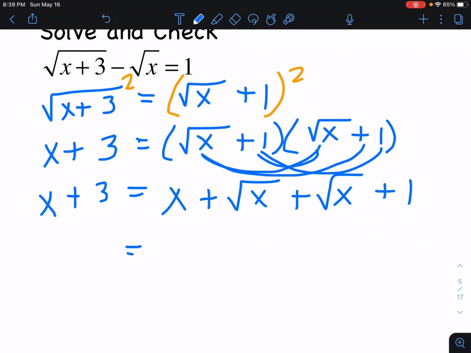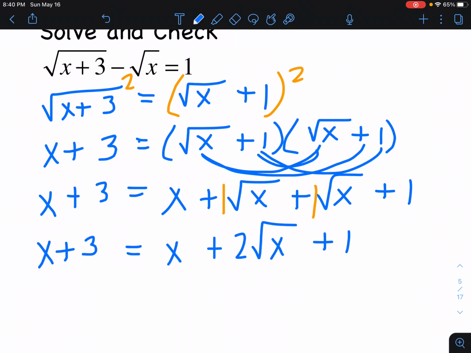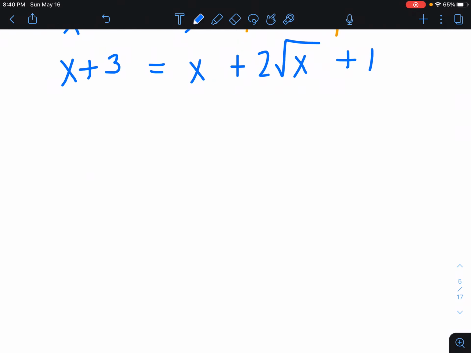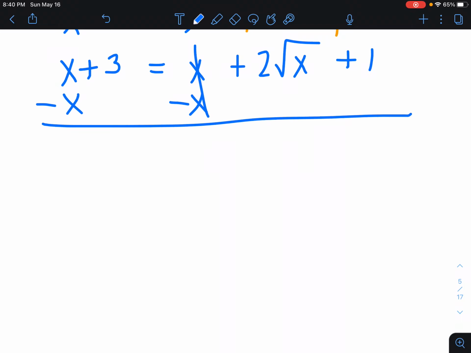Now, combine like terms. x drops down. Square root of x plus square root of x, imagine they have 1s in front of them, so they add up to 2 times the square root of x. Now, what would I do from here after I combine like terms? Well, let's work on getting that radical by itself on the right, and then we can square both sides to get rid of it. So let's subtract x to cancel this, and subtract 1.